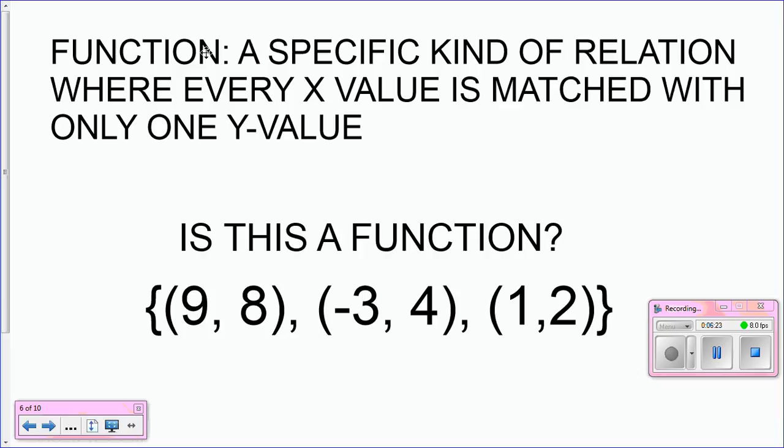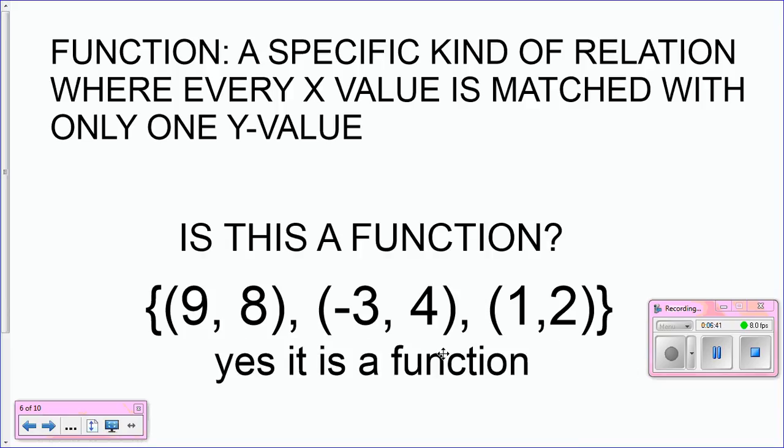So we have to tell, is this one a function? When we look at the x values, we have a 9 that's only matched up with an 8. We have a -3 that's only matched up with a 4. And we have a 1 that's only matched up with a 2. So because each x value is only matched with one y value, it is a function.